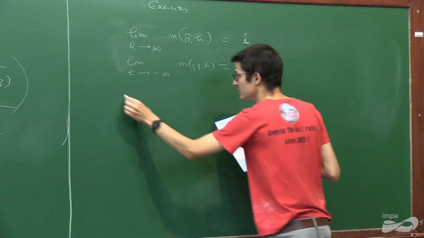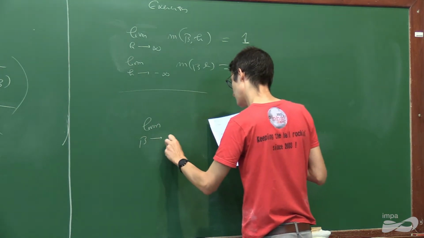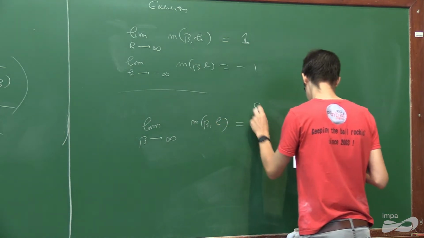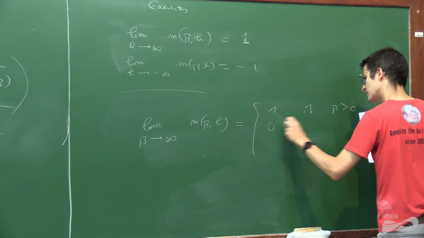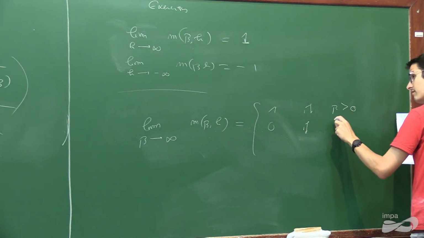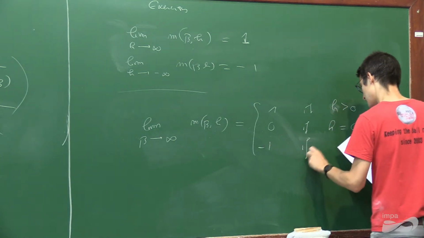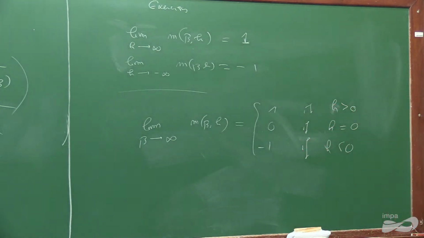And the other thing, which is maybe less intuitive, is that if you take the limit when β goes to infinity of m(β, h), then this is equal to 1 if h is positive, 0 if h is equal to 0, and minus 1 if h is negative. So what this says is that basically when β goes to infinity, all the spins want to be aligned with their neighbors.